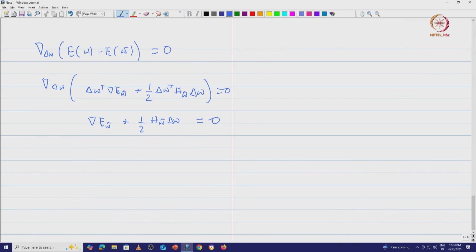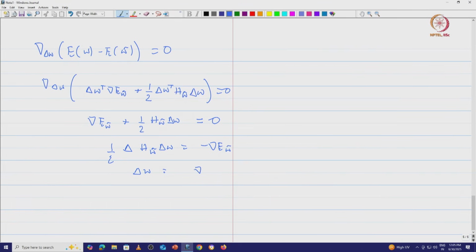In other words, the Hessian at omega hat operated on delta omega is equal to minus the gradient of E at omega hat. In the case where we have arrived at the local minima, the Hessian at omega hat is invertible here.